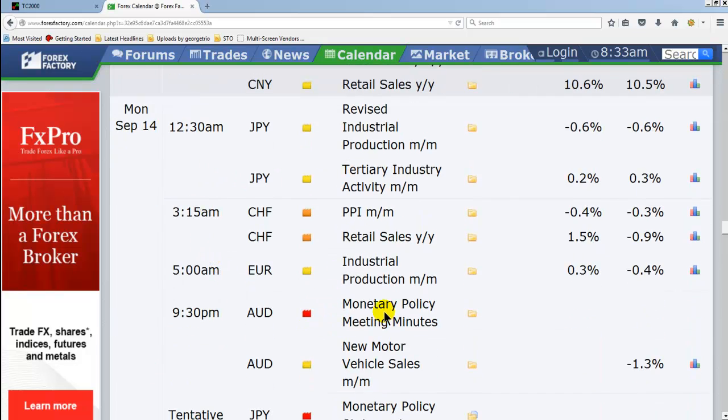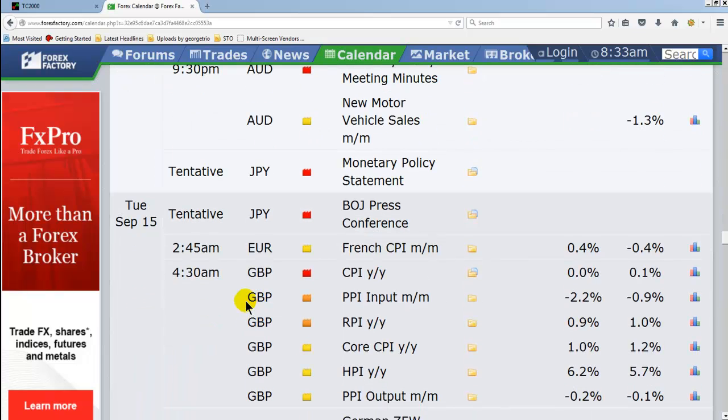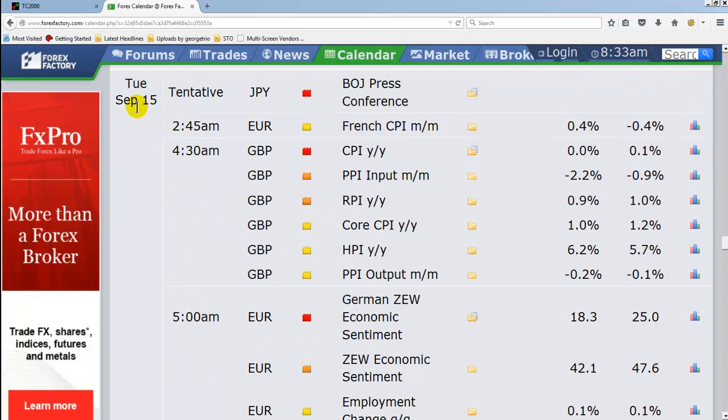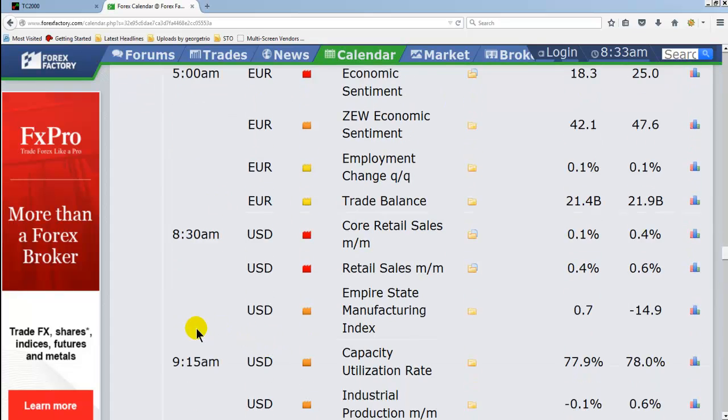Here it is on Monday, monetary policy meeting, Australian dollar, right here. And then on Tuesday, CPI, that's the pound. Bank of Japan press conference on Tuesday, red envelope. So pay attention, go to forexfactory.com. The German ZEW economic sentiment, this economy news will affect the Forex market when London is open on Tuesday, and can change the dynamics of the market.